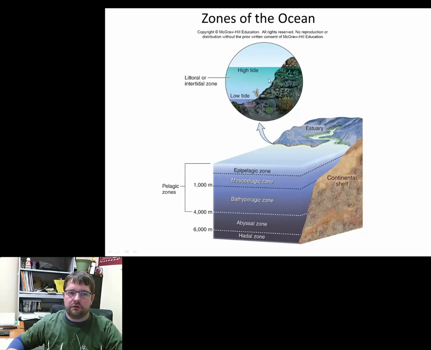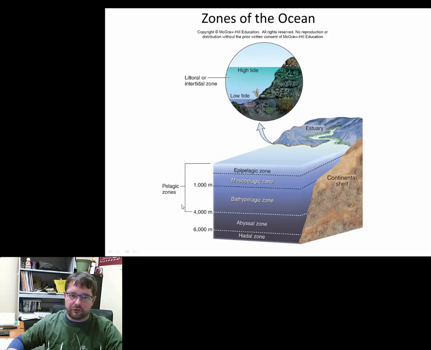Okay, so the littoral zone or the intertidal zone is affected typically by tides, so either high tide or low tide. And that can change where the littoral zone is represented. But again, it's going to be along the coastline of whatever terrestrial habitat you're looking at.